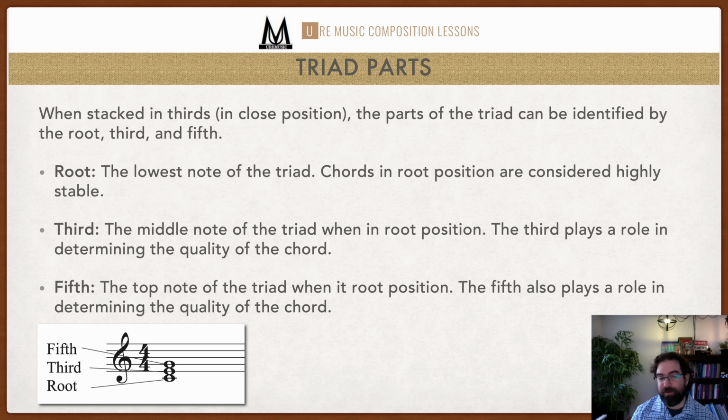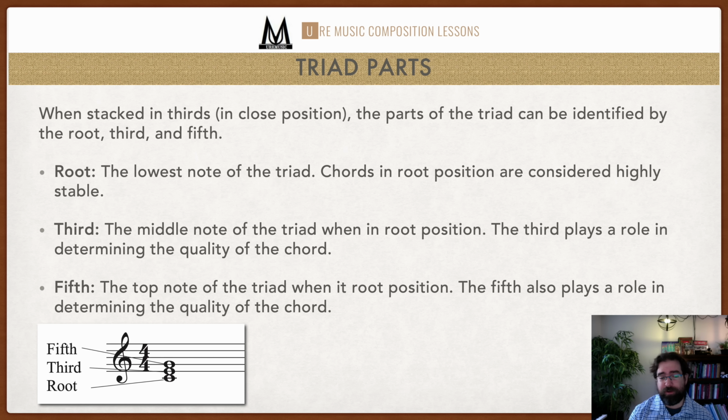So when stacked in thirds in close position, you have to put your chords in close position. The parts of the triad can be identified by the root, which is the lowest note, the third, and the fifth. So stacking these chord members in close position is very important for actually being able to identify what chord you're dealing with. If I have an E as a bass note, a G right above that, and then a C about a fourth away from the G, that would not be in root position. So you absolutely have to be able to stack your triads in root position to figure out what quality you're dealing with. And that's something called inversions, which we'll get to in a minute.